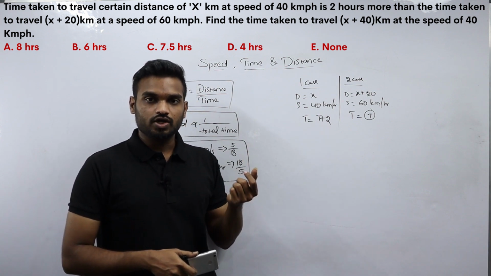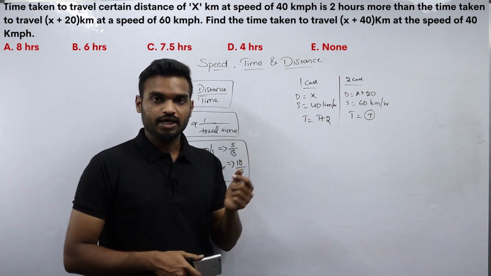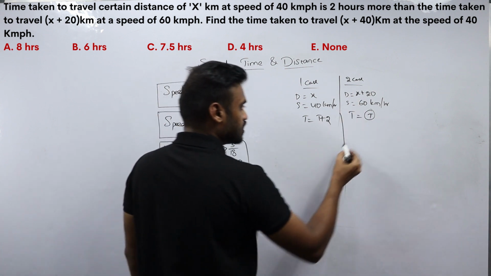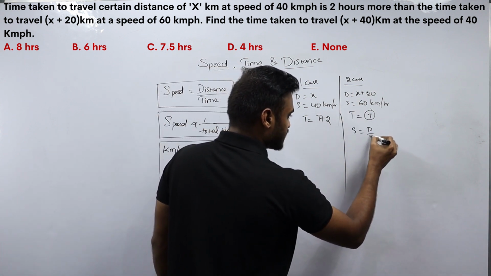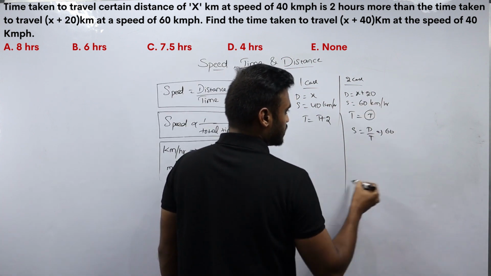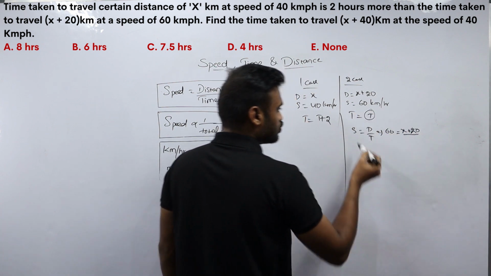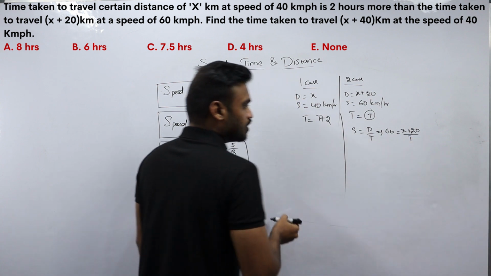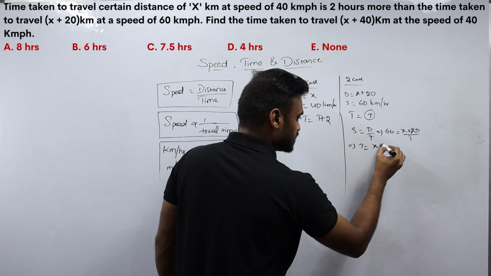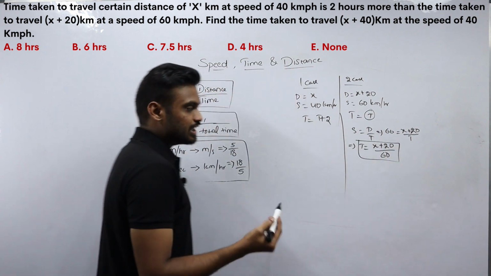If I find t, we can simply find the total distance. Now I calculate the value of t. Speed equals distance by time. Here the speed is 60 kilometers per hour, equal to the distance x plus 20 kilometers divided by the time t. Now if I send t to the left-hand side, I get t equals x plus 20 by 60.